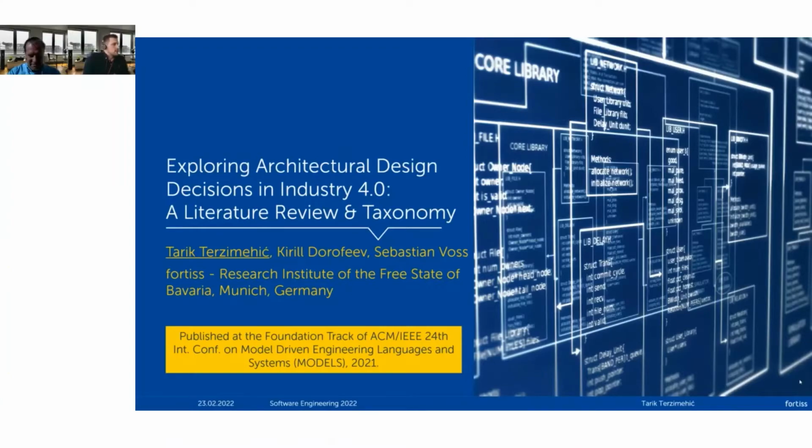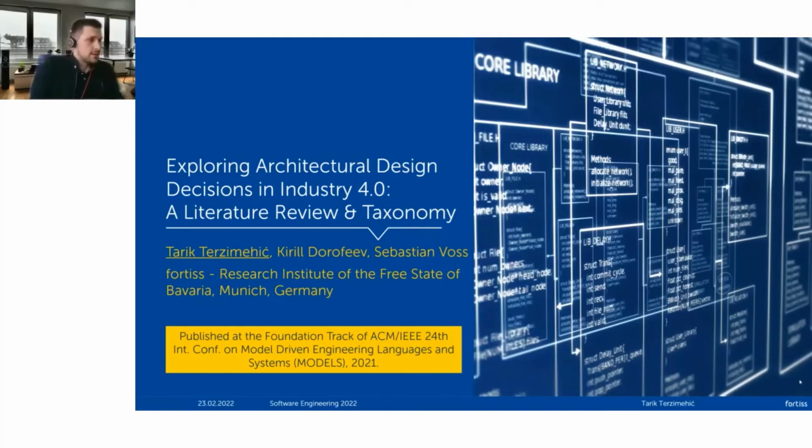So today I would like to present you our paper, which was published in the Models Conference last year on architectural design decisions in the fourth industrial revolution. We conducted a literature review and we developed a taxonomy. In the next 20 minutes, I would like to talk about that. Besides me, Kirill Dorofeev and Sebastian Voss were also involved in this paper.